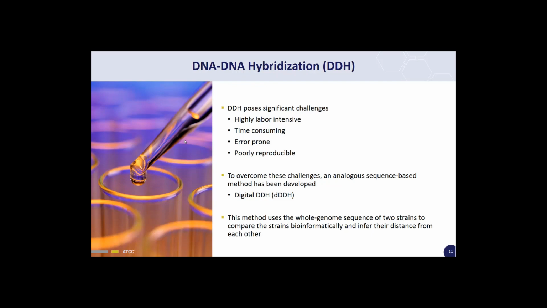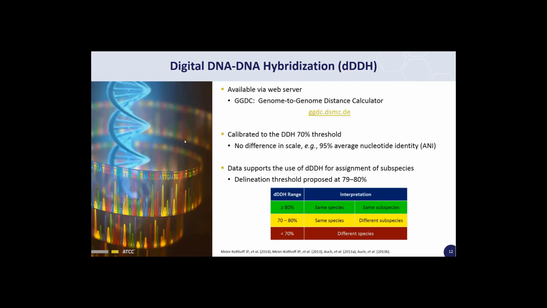dDDH compares the whole genome sequence from two strains against each other and uses a bioinformatic algorithm to infer their distance from each other. dDDH can be calculated using the genome-to-genome distance calculator, or GGDC. GGDC is an excellent tool that was developed by the German culture collection DSMZ and is available from their web server. Unlike other tools such as average nucleotide identity, dDDH has been calibrated to the same threshold as the gold standard DDH. In addition to assignment of species, dDDH can also be used for assignment of subspecies.